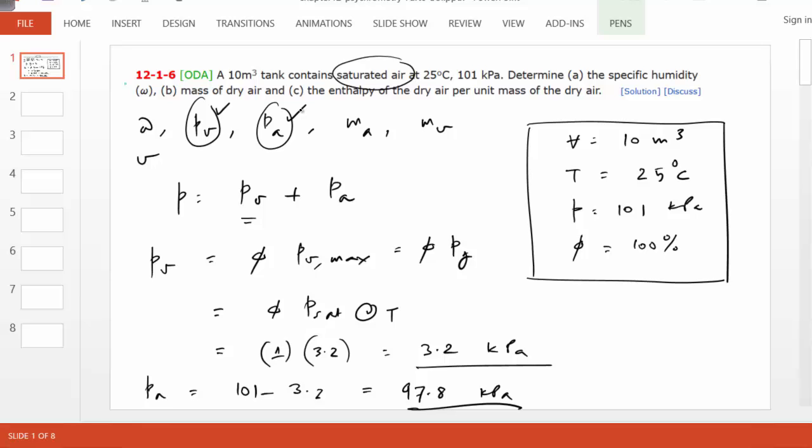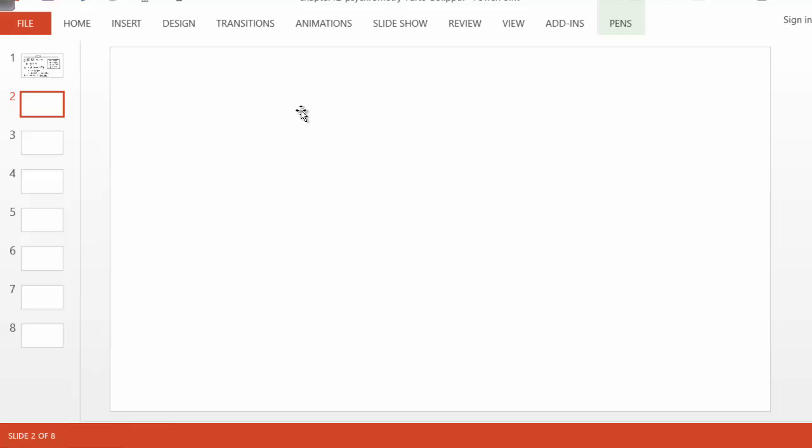Let's go ahead and calculate omega. And recall that omega, which is the humidity ratio or specific humidity, by definition is mass of vapor over mass of air, which is given by the following formula. So if you know the vapor pressure and total pressure, we can obtain omega from this formula.